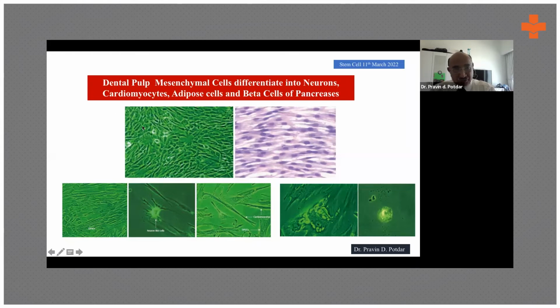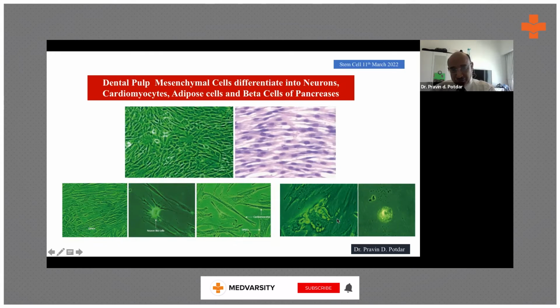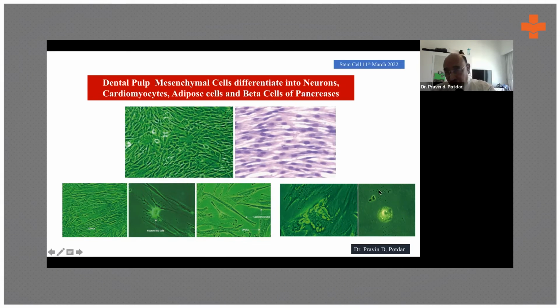They do full work on dental pulp cells, and I have shown that they differentiate into live neurons, cardiomyocytes, and adipocytes, and they also differentiate into beta cells that secrete insulin granules. You can see here, these are insulin granules. Insulin is being secreted. So if you inject this type of cell into a diabetic patient, there may be a possibility of reducing the sugar or some therapy for diabetes.